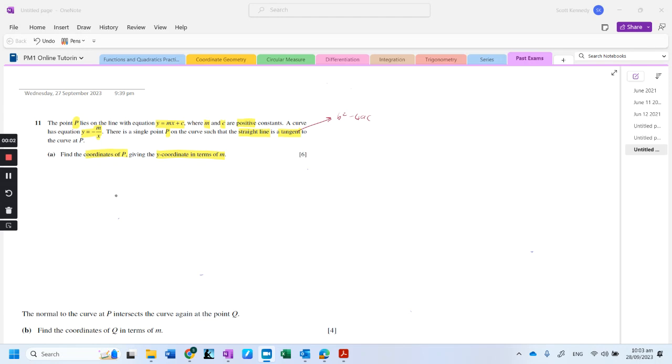Okay, so here's the question. This is from June 2022 on paper 1-3. Someone asked me about this one, and I've highlighted the key information.